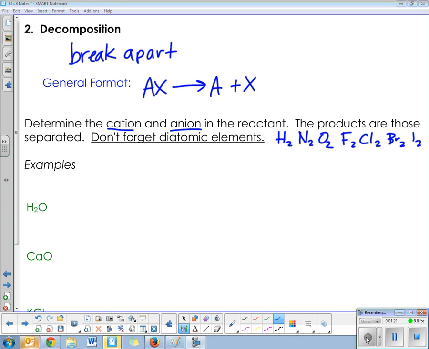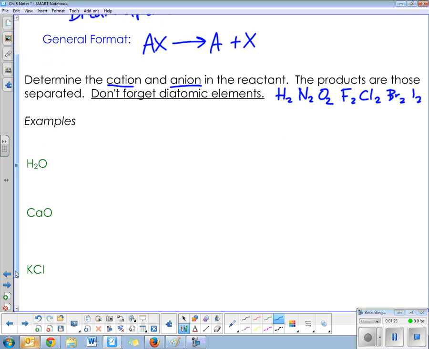So let's do some examples. I've got H2O here. I'm going to draw my yield arrow. And the cation and the anion, I have hydrogen and oxygen. Okay, so it splits like that. Hydrogen is going to be by itself. And hydrogen, is it one of the diatomics? Yep. So I write H2. And then I look at the other half, the oxygen. Is that diatomic? Yes. So I'm going to write plus O2.